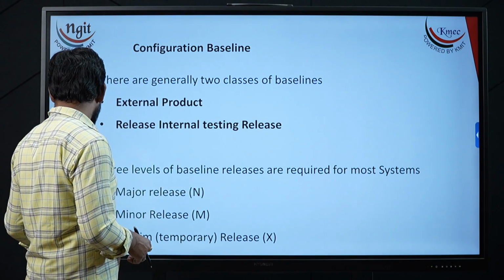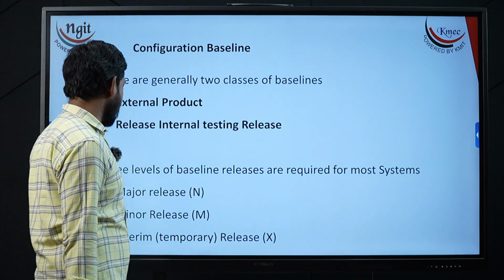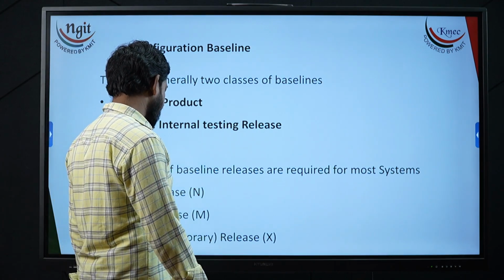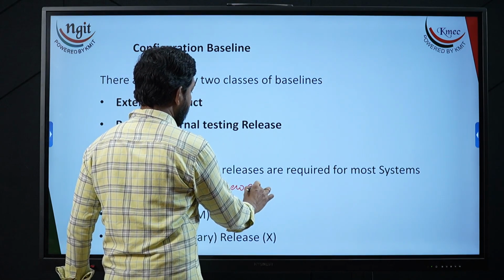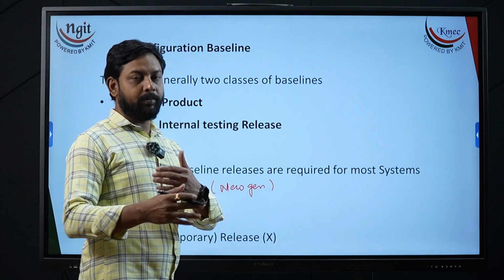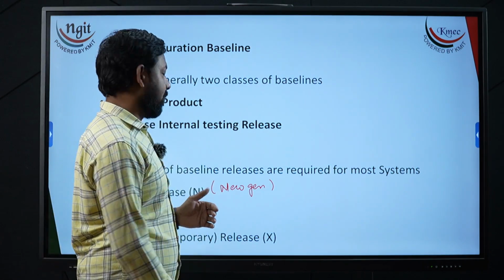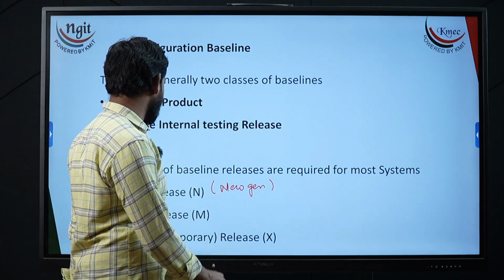So this is also going to be based on majorly three different baselines. First level, we say it as your major release. So this major release is nothing but the new generation that is created, the new generation product or the new product which is developed as part of your project development, we say it to be a major release.